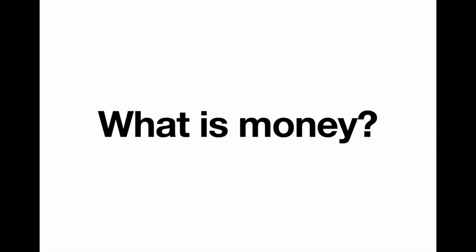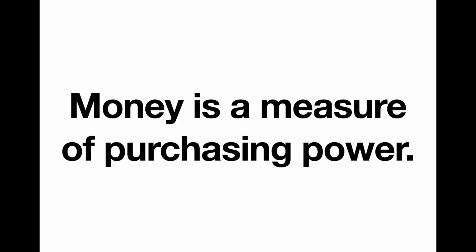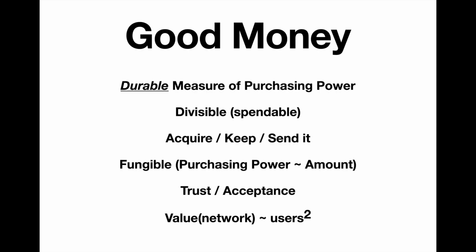First of all, what is money? Money is a measure of purchasing power, and good money is a durable measure of purchasing power. It's divisible, which allows it to be spent. You may acquire it, keep it, and send it. It is fungible, which means that its purchasing power is proportional to the amount you have. You may trust it, and other people may accept it as a measure of value, and that network value is proportional to the square of the number of users.